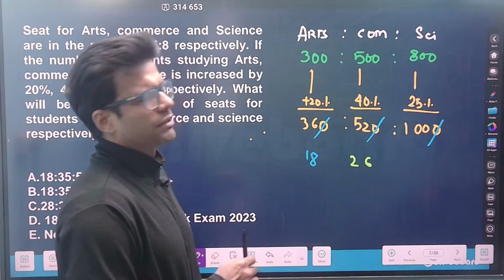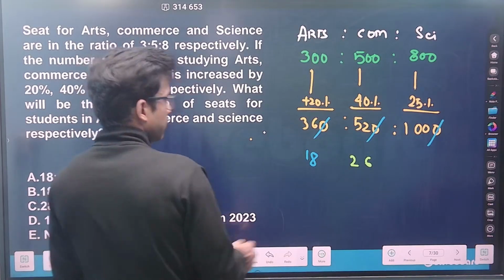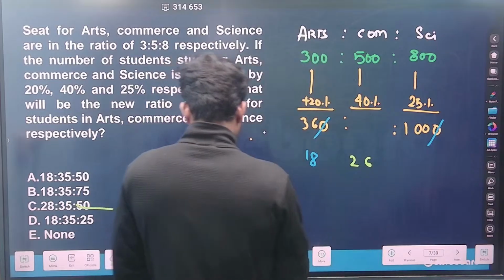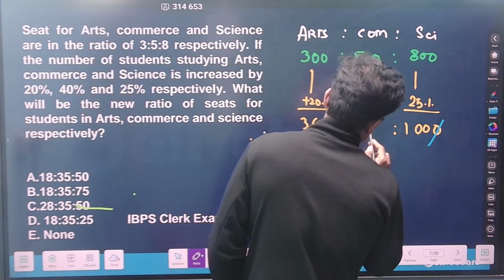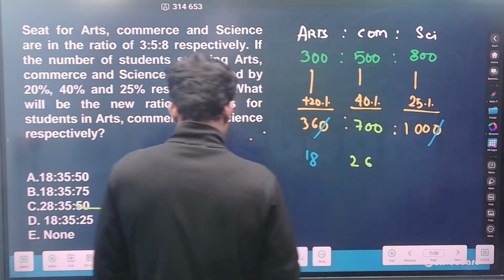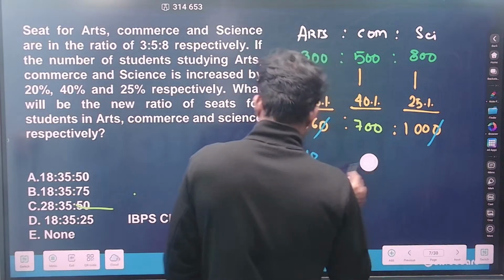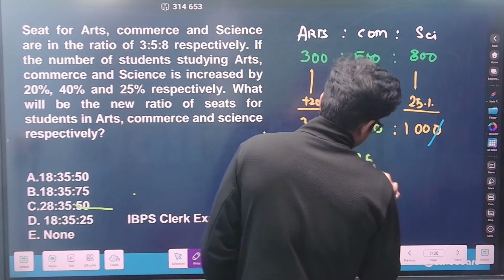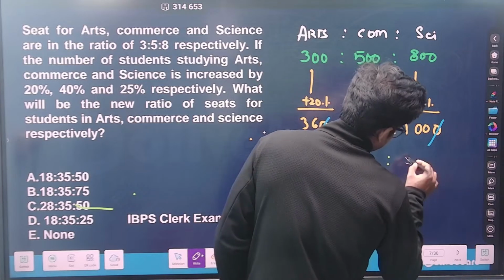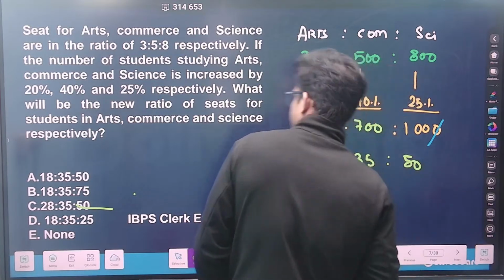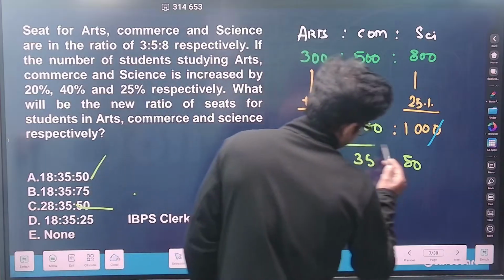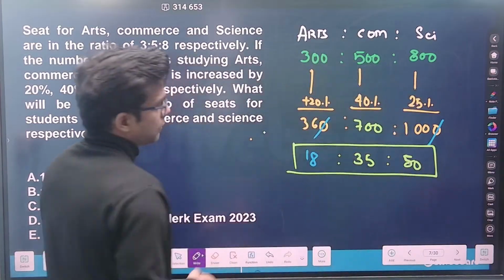40%. Oh, this will be 700, no? Sorry. It will be 700. 35. 35. 50. Can you check the options? A is the correct answer.